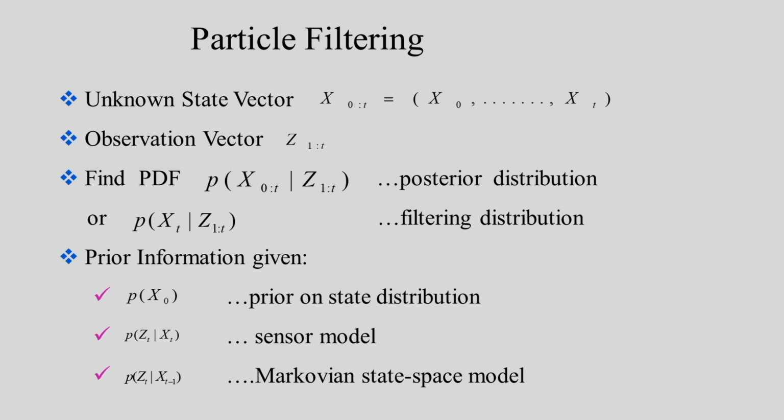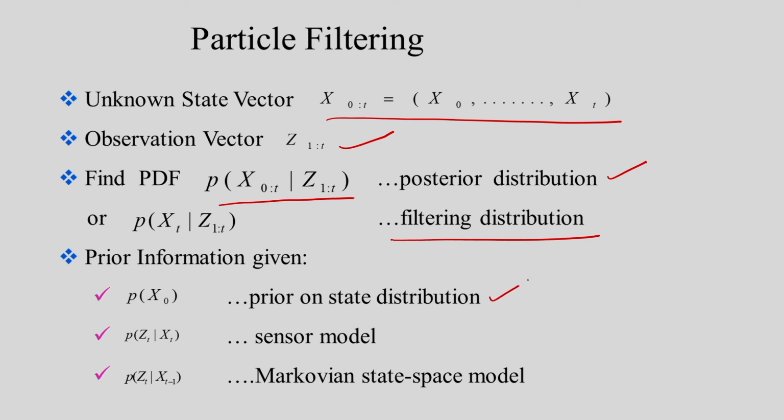In the particle filter, the unknown state vector is available. So x0 to t, all the states x0, x1, xt are available. We have the observation vector z from 1 to t, and we have to find the posterior distribution. This distribution we have to determine. That is the problem of tracking. That means we have to determine the filtering distribution from the observations. And prior information is given, that is the prior on the state distribution, the sensor model is given, and we have considered the Markovian state space model. So this information is available.